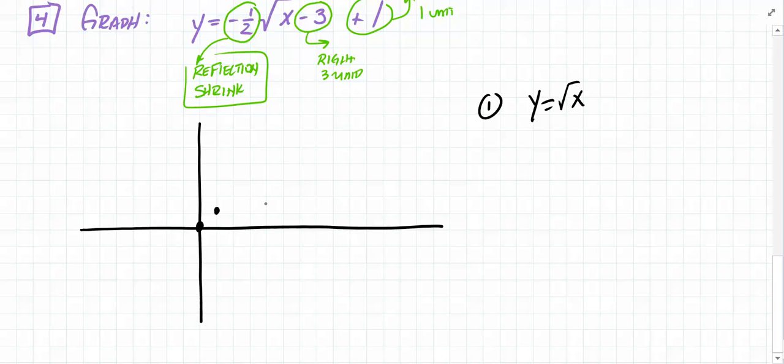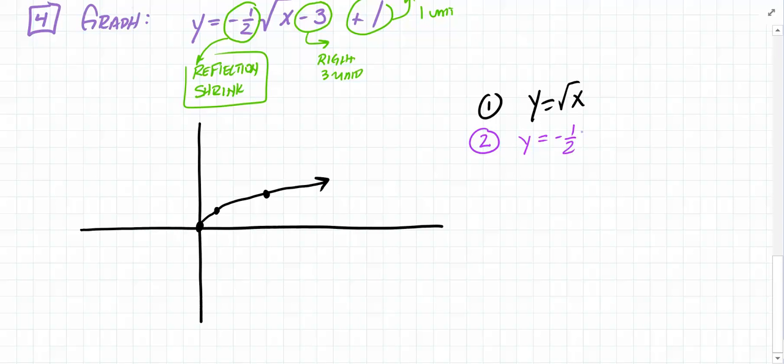Guys, are you cool with this so far? All right, that's our parent function. Very good. I'm going to change colors so that you know what I'm doing each single time. So for the second iteration, I would suggest that we do negative 1/2 the square root of x.